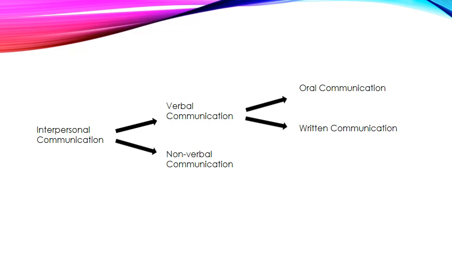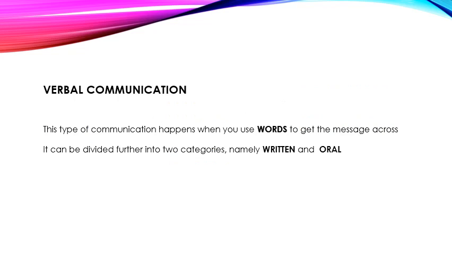So let's look. Verbal communication happens when you use words to get the message across. It's so important to get this. Just verbal words, non-verbal, non-words. Get that, understand that in your head. So you divide it into written and oral. Written communication is that which is written down, like the one that you are seeing right in front of you at the moment. There are words written down.